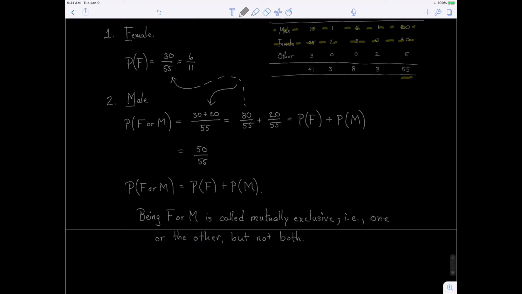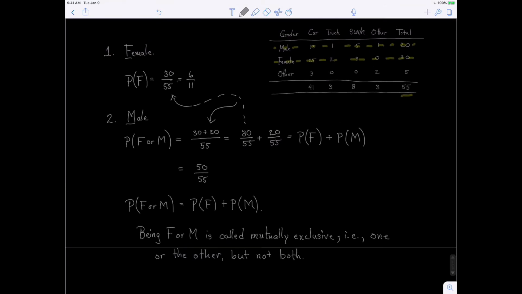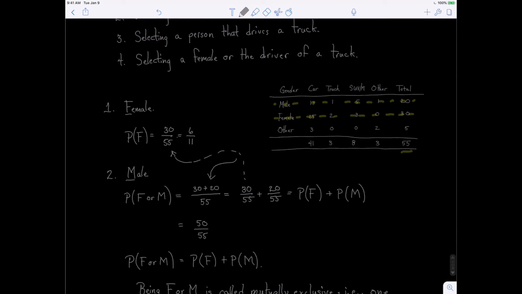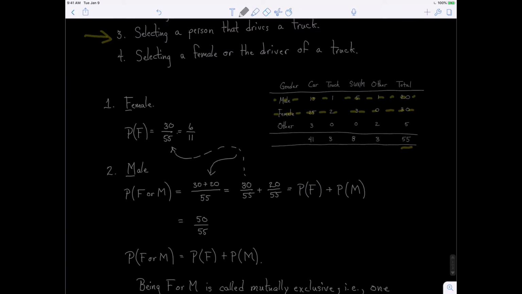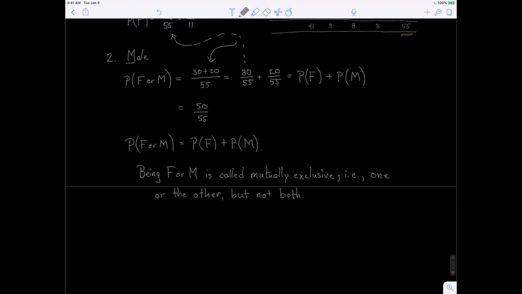Now, we're going to take this a little further. Problem number 3 says, selecting a person that drives a truck. Okay, let's try that. So let's come down here. Number 3 is the probability of, whoops, let's do this just to be consistent.